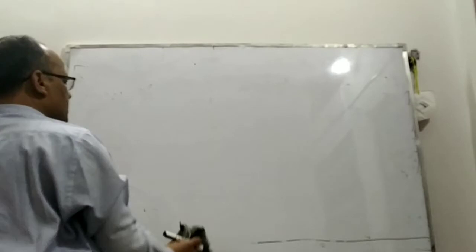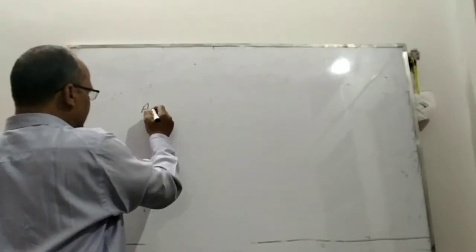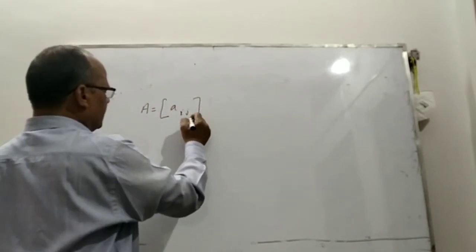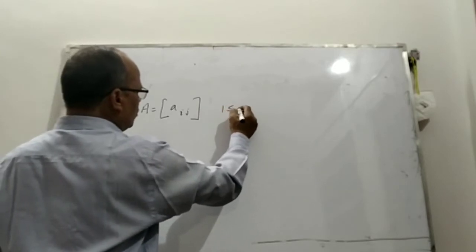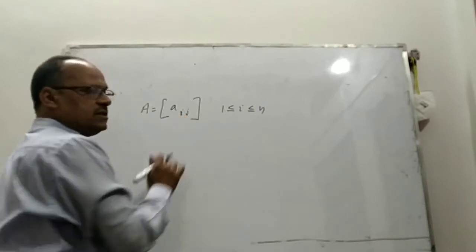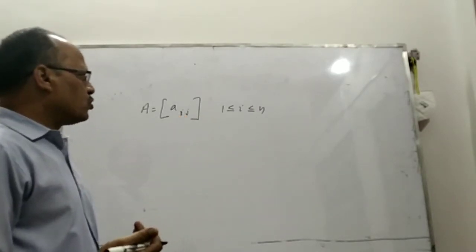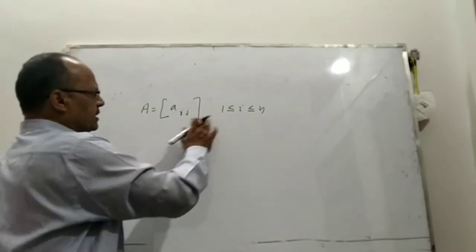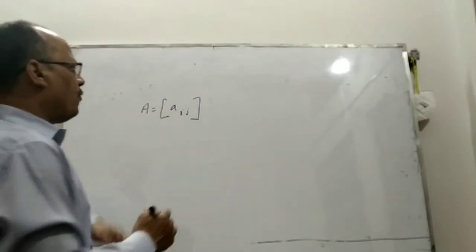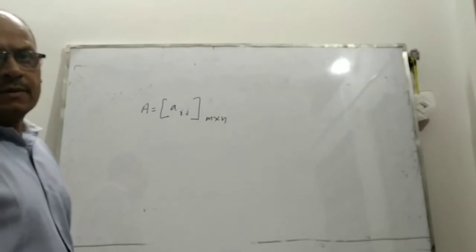I am going to explain about the transpose of the matrix. Any matrix A is given, aij, with 1 less or equal to i less or equal to n. The order of this is the square matrix. For transpose it is not necessary to be square. Suppose this is a matrix A of order m cross n. Clear?